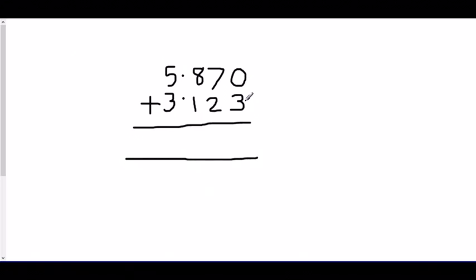Then they start with the thousandths. 0 plus 3 is 3. The hundredths, 7 plus 2 is 9. And the tenths, 8 plus 1 is 9. Put the decimal point in, and then add the 5 and 3 ones, which makes 8 ones.